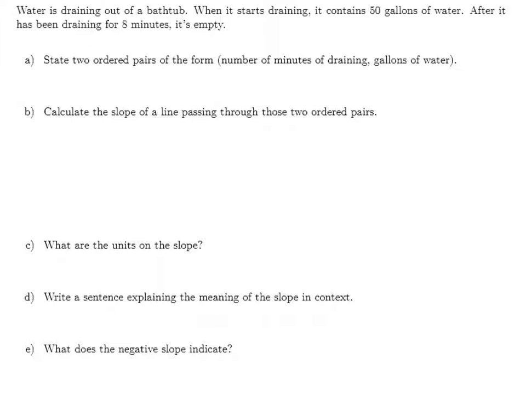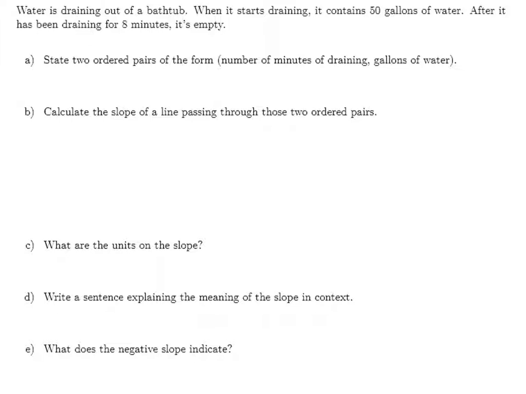So to start, we're told that water is draining out of a bathtub. When it starts draining, it contains 50 gallons of water. After it has been draining for 8 minutes, it's empty. So these last two sentences give us two ordered pairs that we can write in the form number of minutes of draining, comma, gallons of water. And so the first thing we're going to do is state those two ordered pairs.